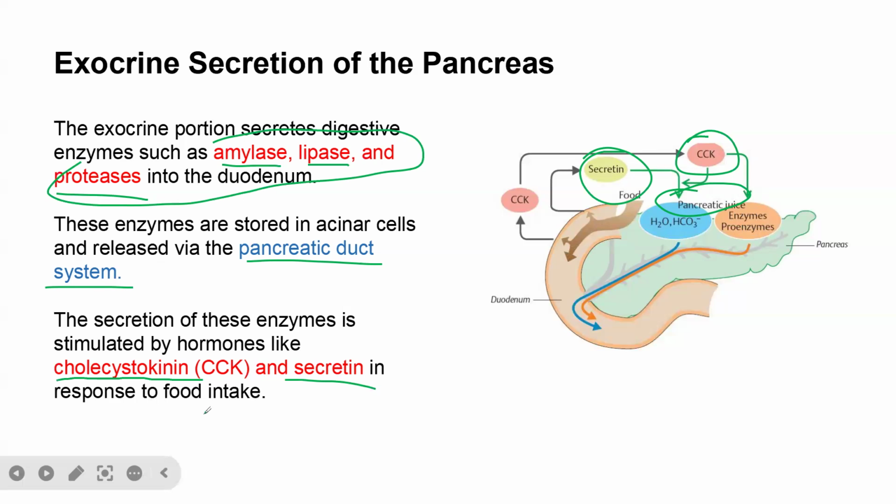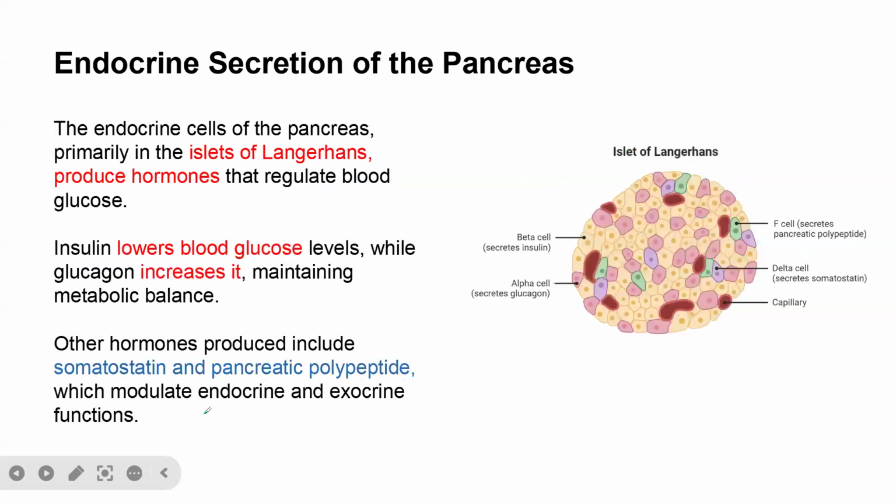So, of course, they are stimulated by cholecystokinin and secretin in response to food intake. It means that whenever we take a food product, cholecystokinin and secretin will be released. As a result, they will stimulate the pancreas to release amylase and lipase as well as the proteases to initiate digestion. So the next thing is endocrine secretion.